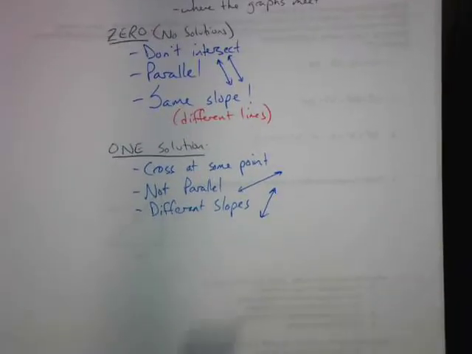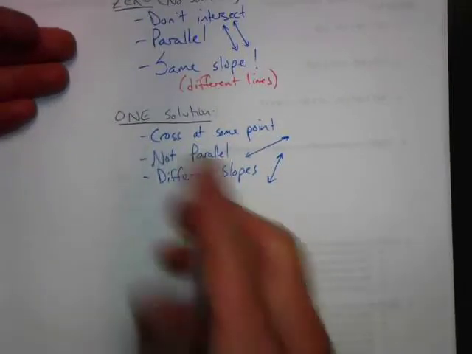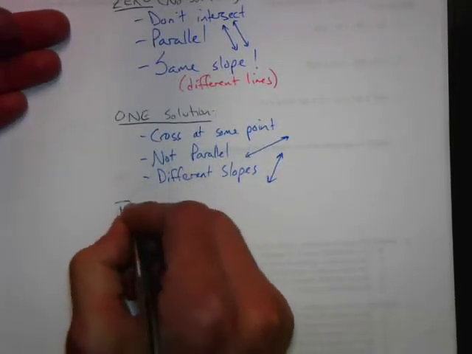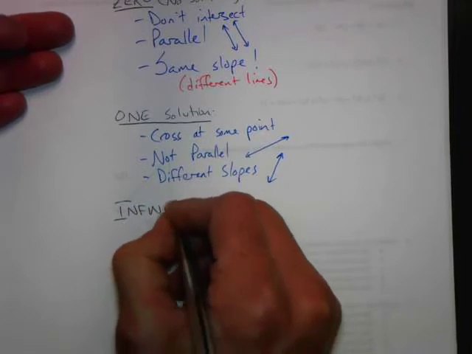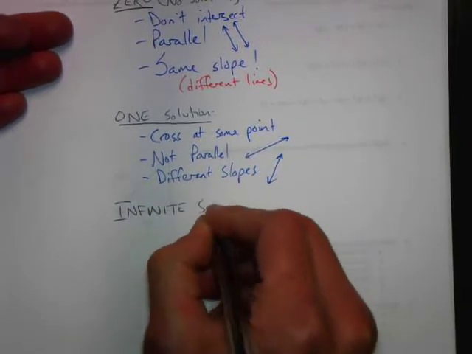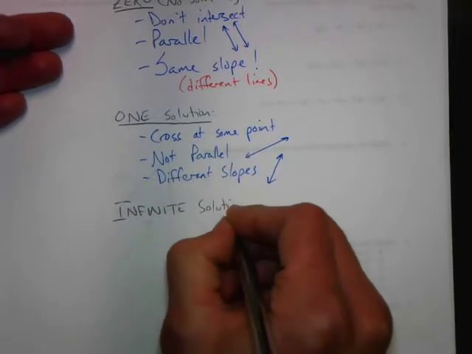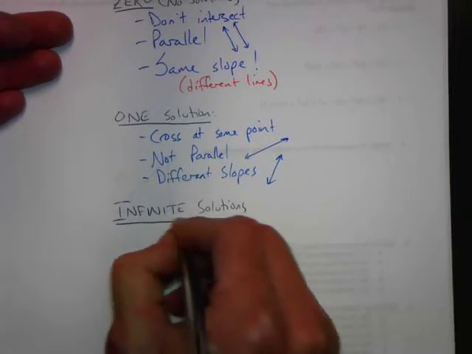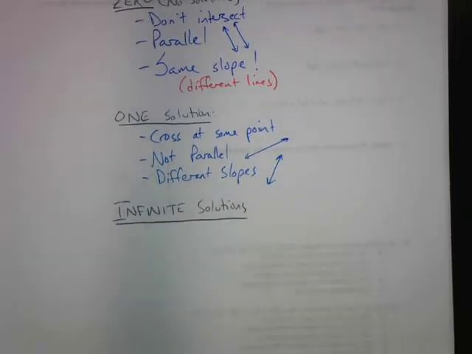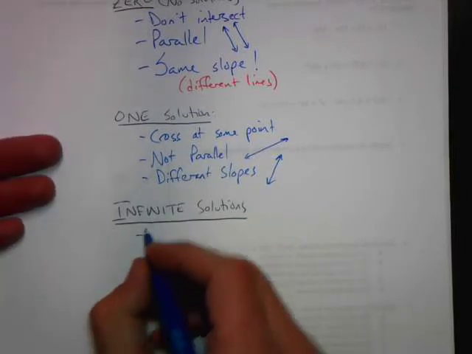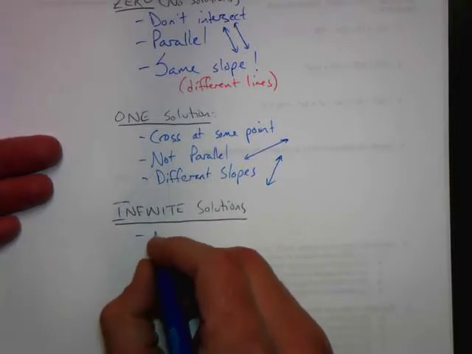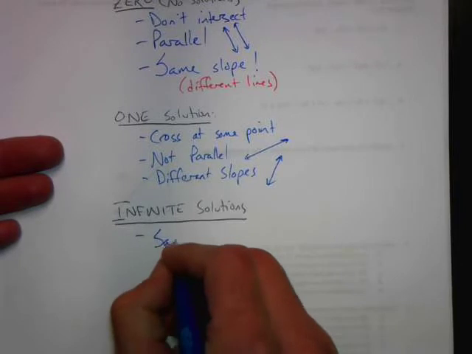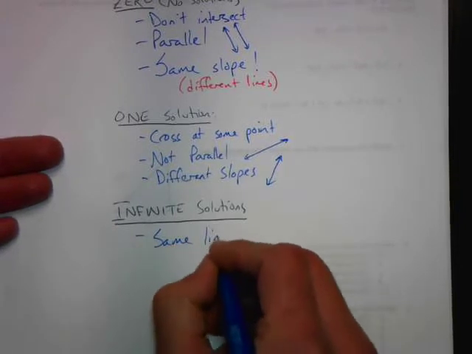Now, remember there was a third choice, though. There could be infinite solutions. How would that look? Now, what does that mean? That means we're actually looking at two different equations but they're really the same. That means we're looking at the same line. All right, so two different equations of the same line. So the same line overlaps.